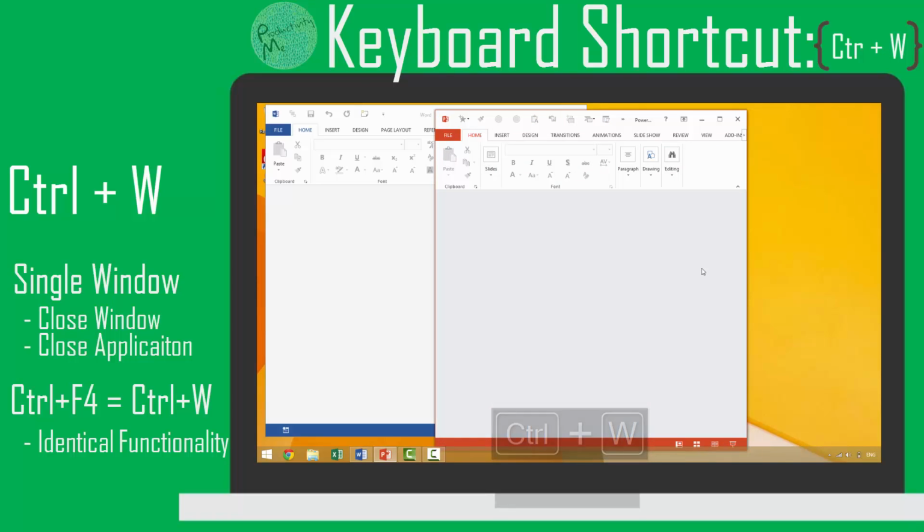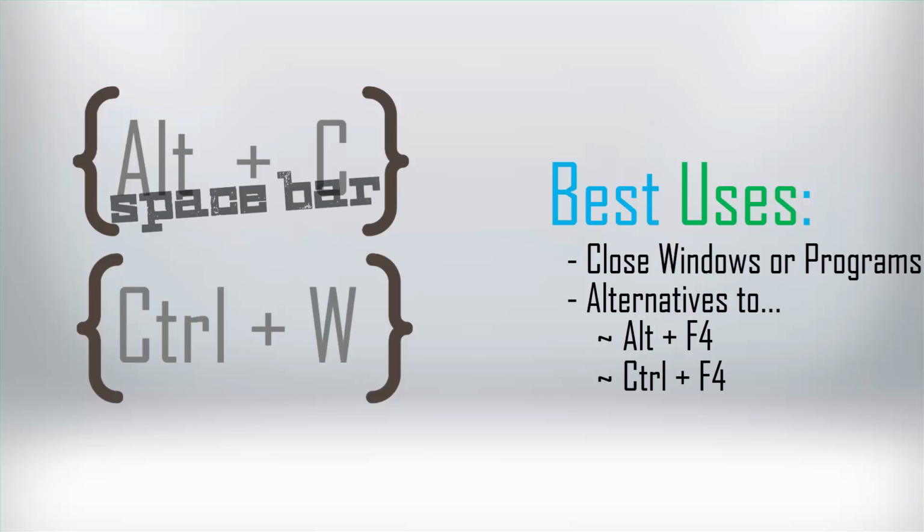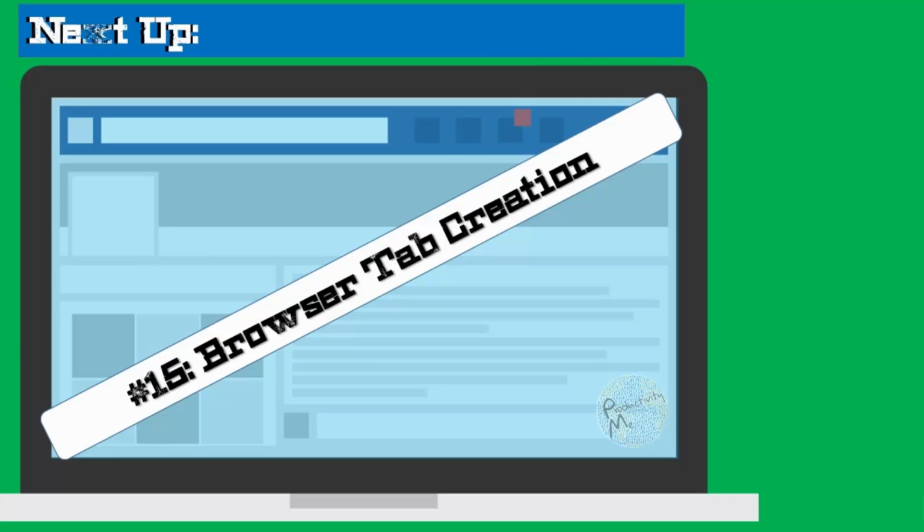It's that simple. Having gone over these two additional keyboard shortcuts, whether you choose to use Alt F4 and Ctrl F4, or perhaps you'd use Alt spacebar C and Ctrl W, you now have the flexibility to instantaneously close windows as well as applications. In our next video, we'll begin to discuss how to more efficiently utilize your internet browser.